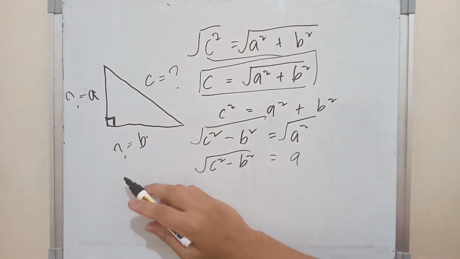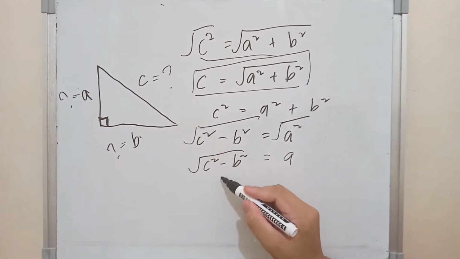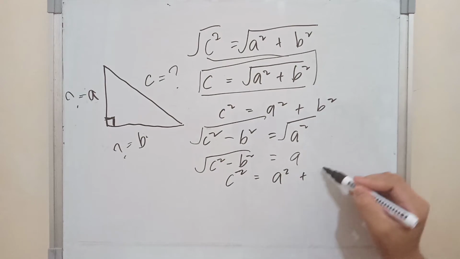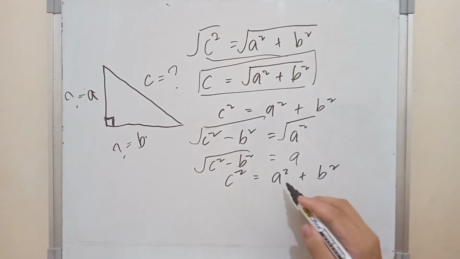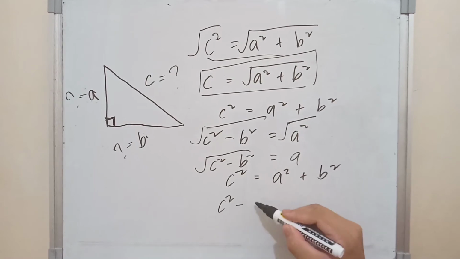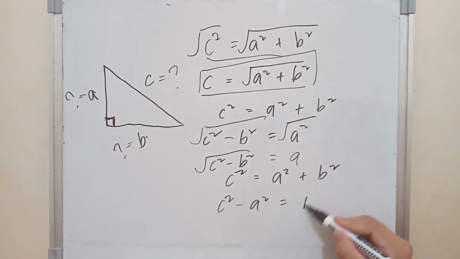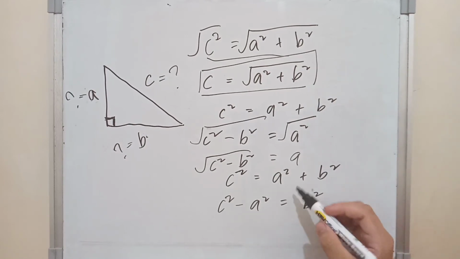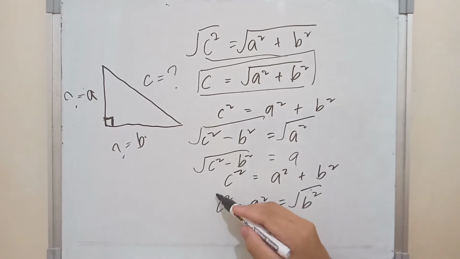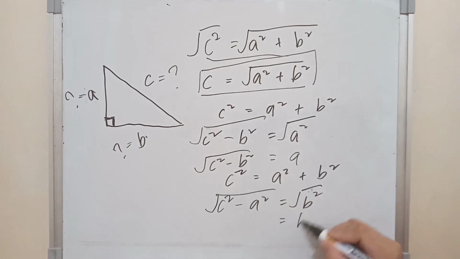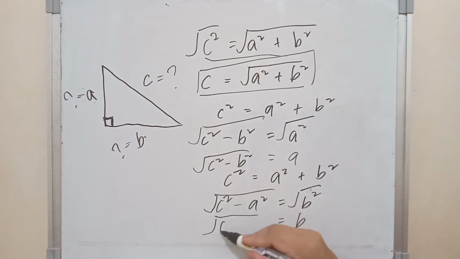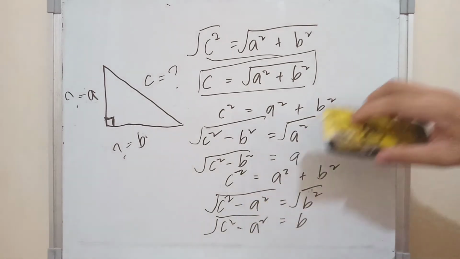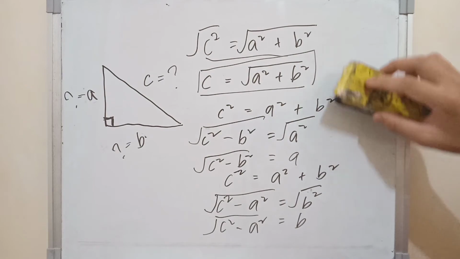So, ganun din pag ang B is unknown. So, from the theorem, C squared equals A squared plus B squared. Lipat natin yung A squared sa kabila. C squared minus A squared equals B squared. Removing the square by applying square root on both sides, B equals the square root of C squared minus A squared. Yan, so, try nating mag-solve ng isang example.